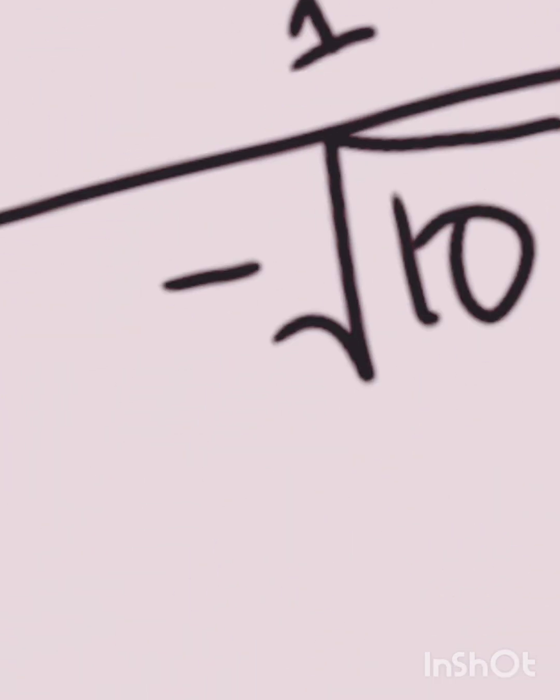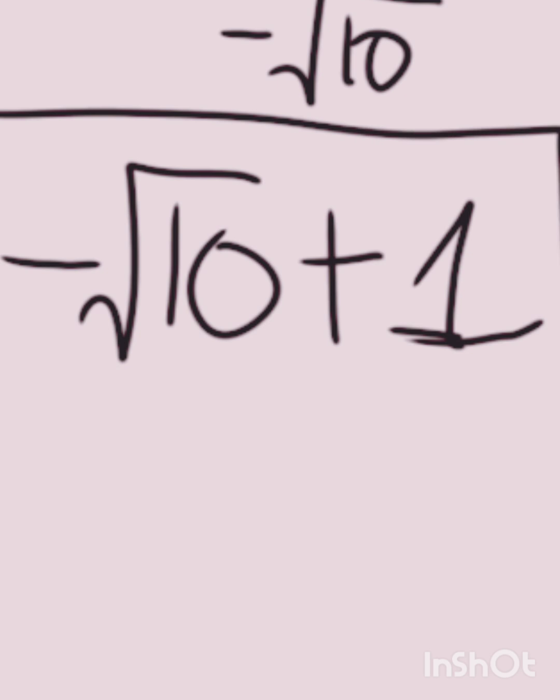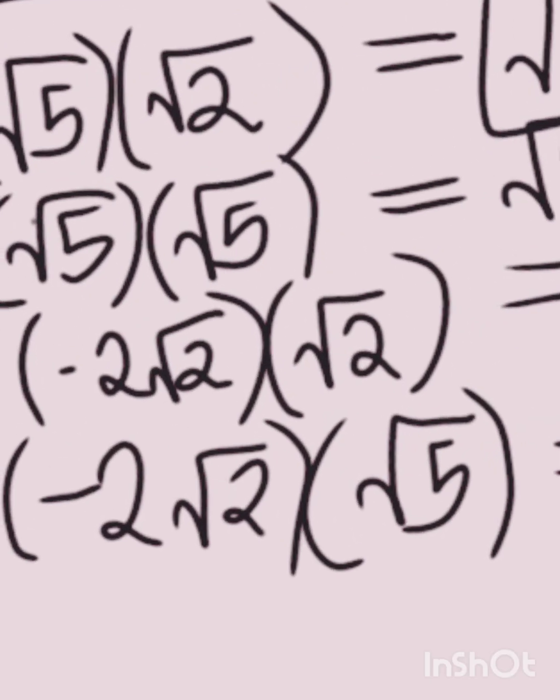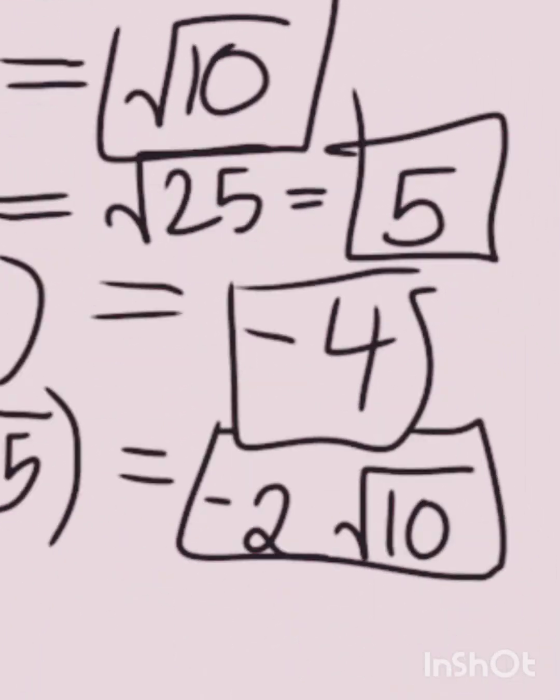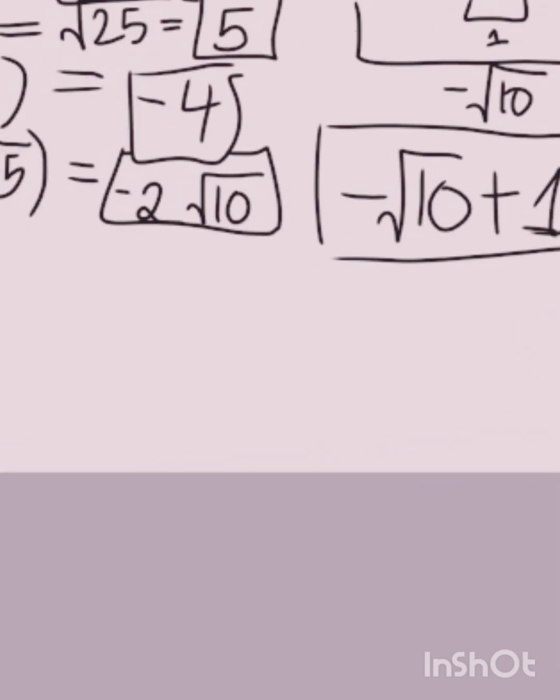Now, this is the most easy part. 5 minus 4, which is obviously 1. Then, it's time to merge them together. The answer will be 10. Negative square root of 10 plus 1. That will be the answer for the square root of 5 minus 2 square root of 2. Then, square root of 2 plus square root of 5. The answer will be negative square root of 10 plus 1.